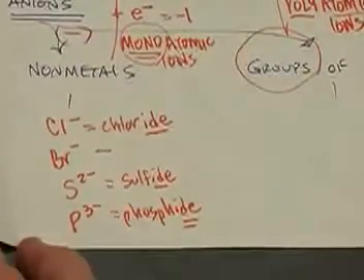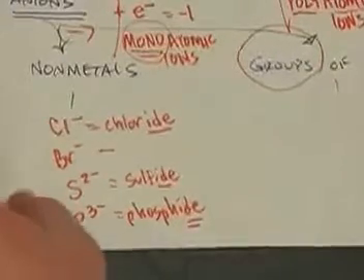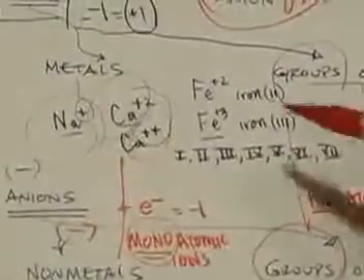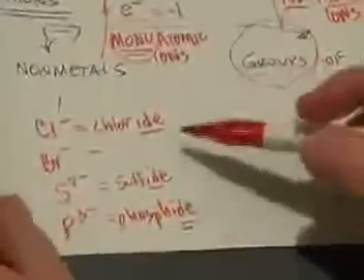And since we know their charge, we don't need a Roman numeral, and anions never have Roman numerals like cations do. So just remember that Roman numerals are always used to tell us the charge of the cation. Anions never need them because we can always find out what they are.